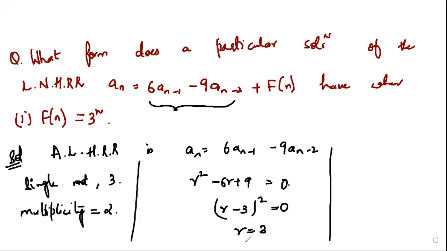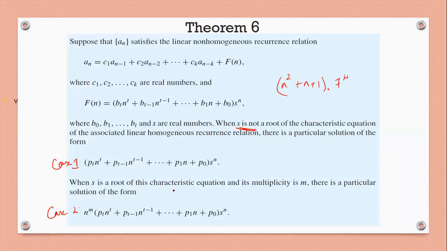We need to check whether our roots and the equation are the same. So that is the same because s is equal to 3. So I'll just write it over here. S is equal to 3 and R is also equal to 3. Both of them are equal and the multiplicity is 2. So we have to use case 2. Case 2, if you remember, let's see case 2. When s is the root of this characteristic equation and its multiplicity is m, we have to use this case.